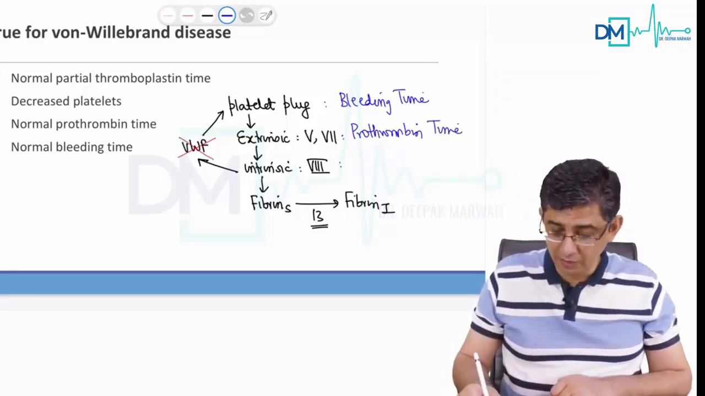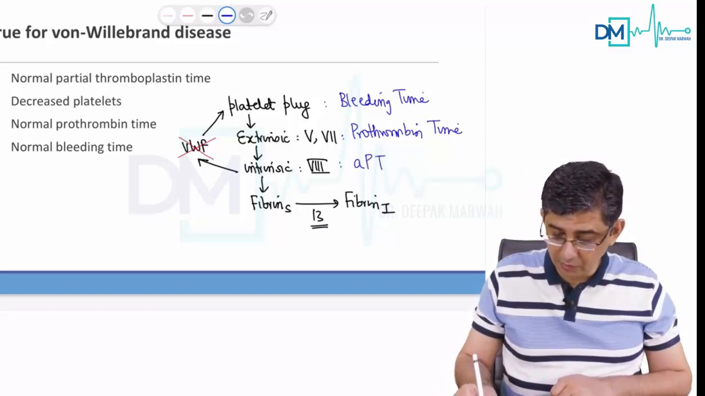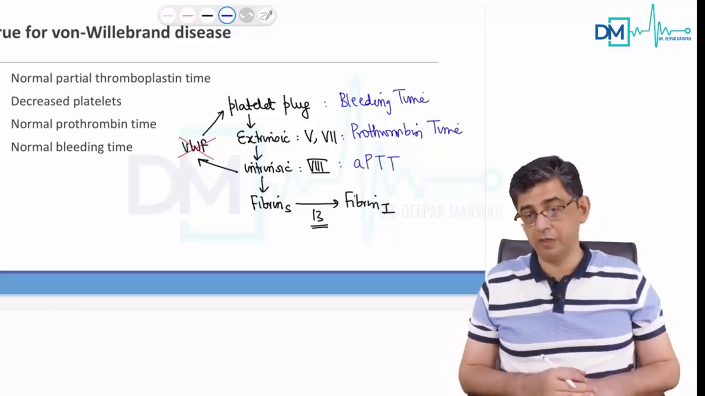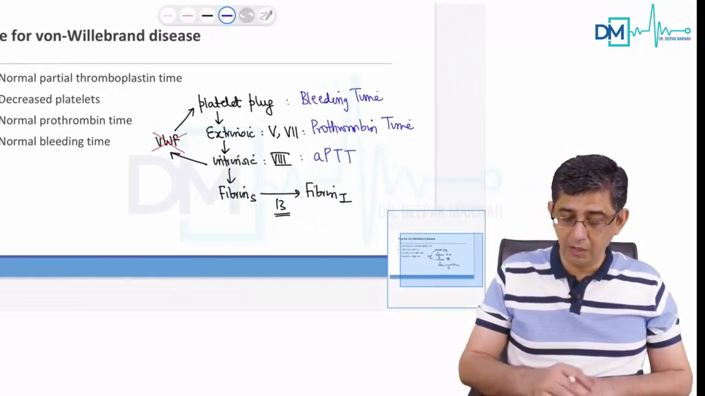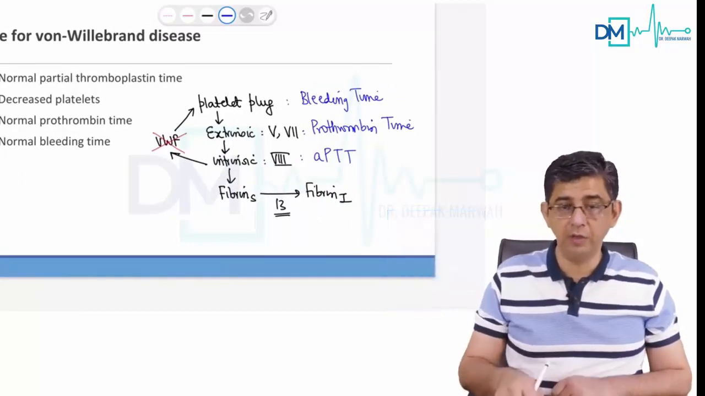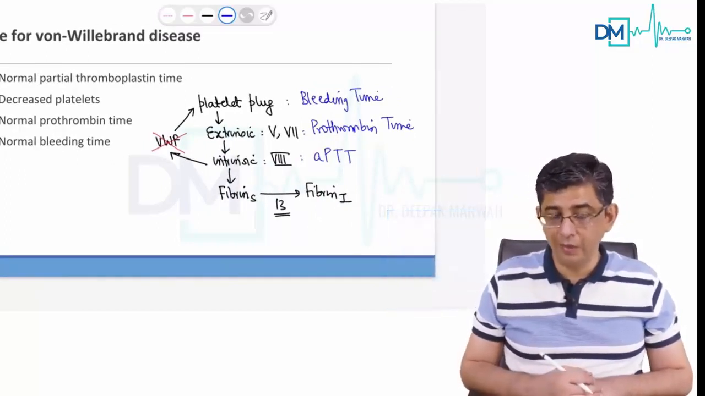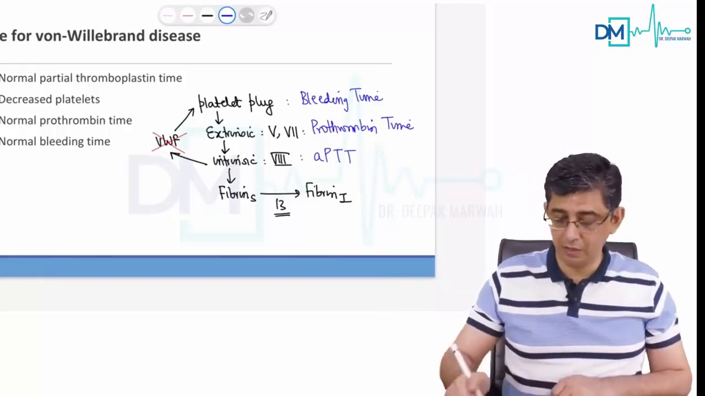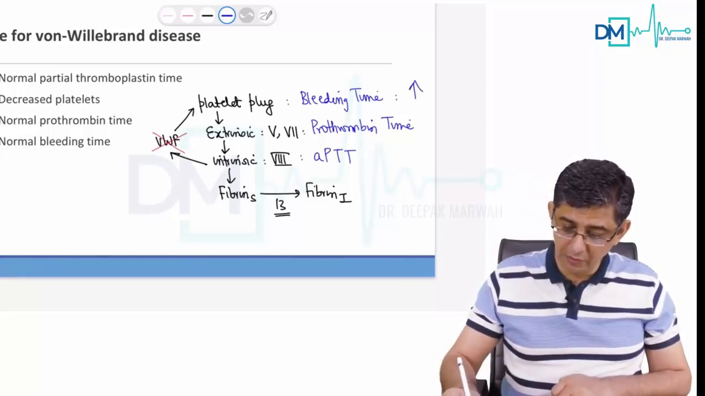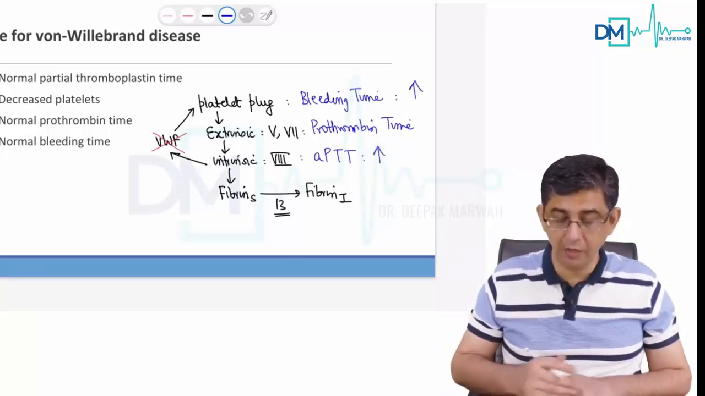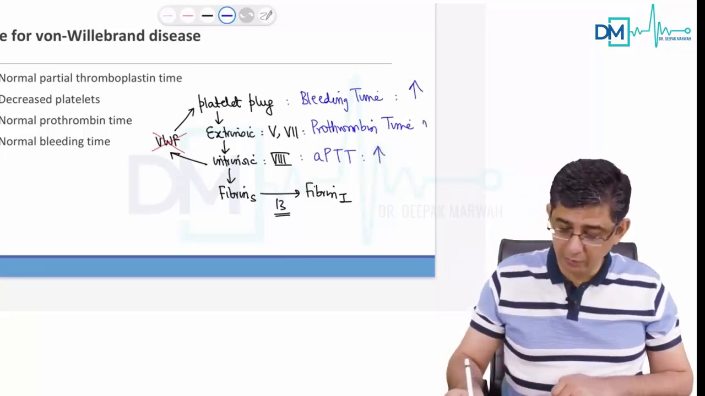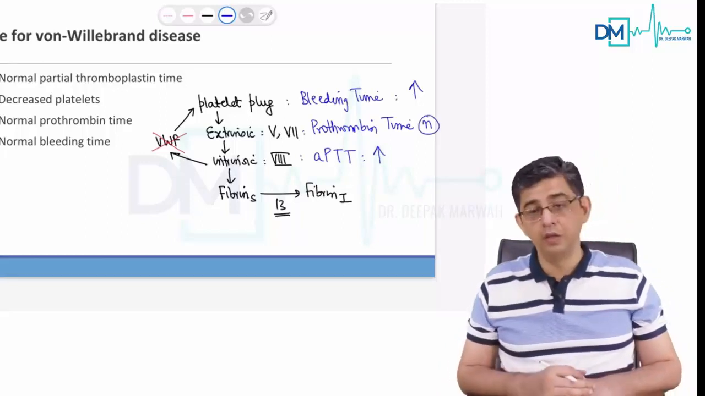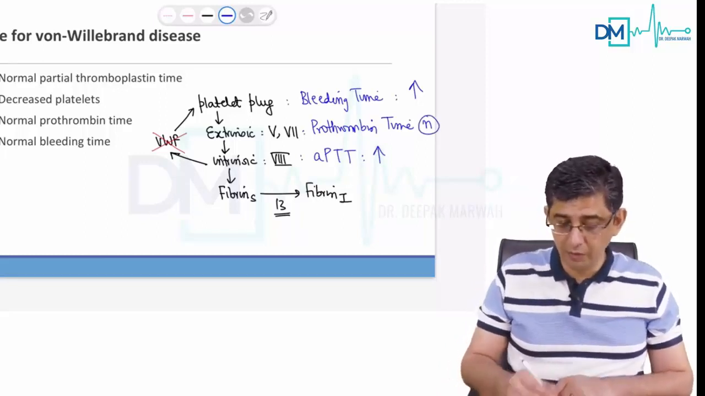The intrinsic system, whether it is working properly or not, is tested by what is called APTT, that is activated partial thromboplastin time. I want you to remember that if von Willebrand factor malfunctions, then the first step will malfunction and the third step will also malfunction. Therefore, the bleeding time will increase, APTT will also change, but the prothrombin time of the patient will remain normal. That is the crux behind von Willebrand disease.